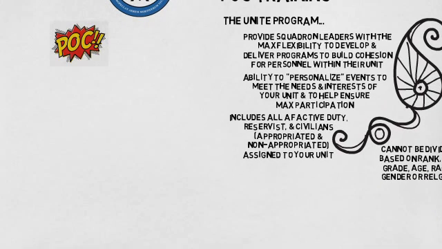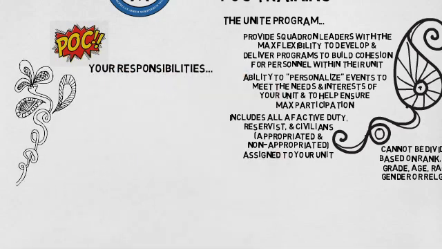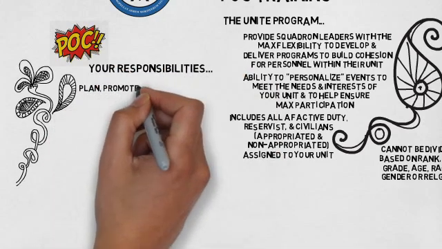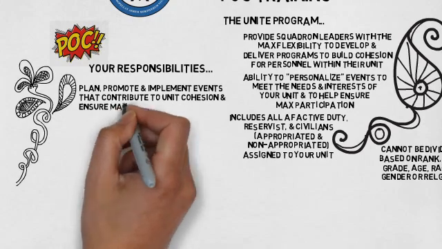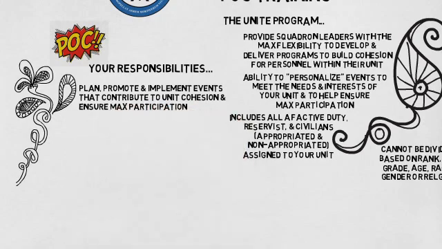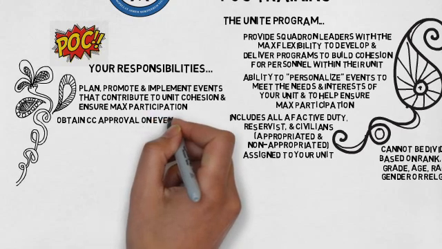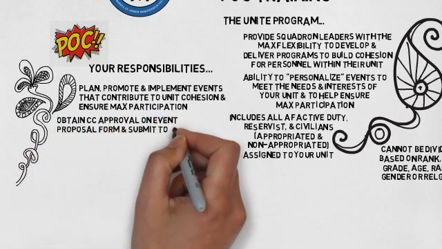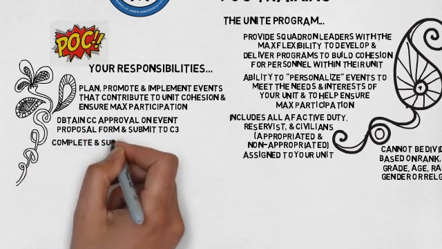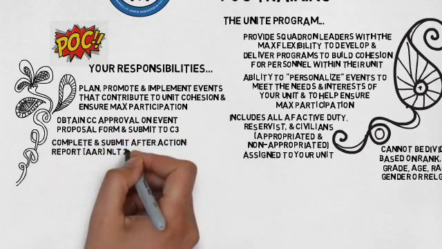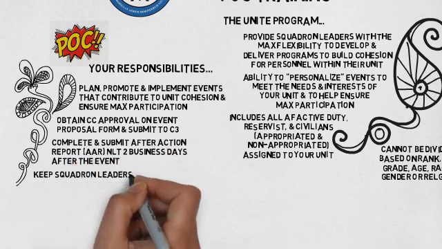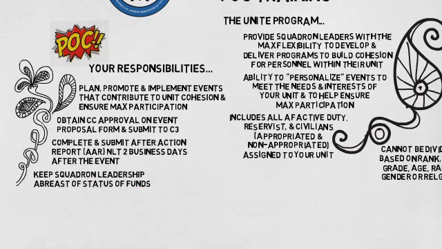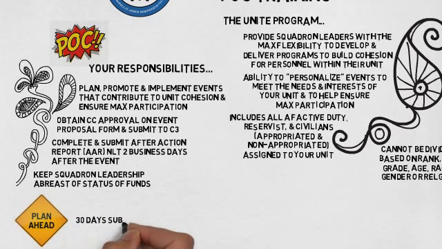As your squadron's Unite POC, your responsibilities include planning, promoting, and implementing events that contribute to unit cohesion while ensuring maximum participation, obtaining commander approval on the event proposal form and submitting it to the C3, completing and submitting the after-action report no later than 2 business days after the event, and keeping the squadron leadership abreast of the status of your funds. Plan ahead. Submission deadline is no later than 30 days prior to the proposed event date.